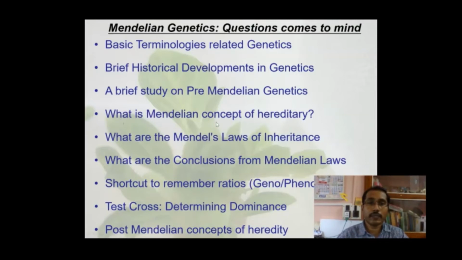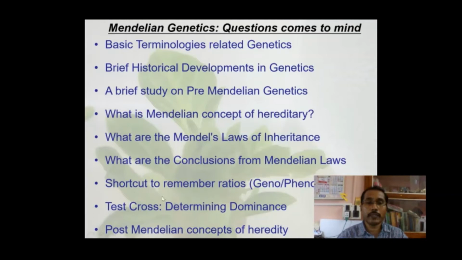So next one is what is Mendelian concepts of heredity. All you know about this, what are the different characters there, what are Mendel's laws of inheritance, what are the different laws, whether there are 3 laws or 2 laws. There is a lot of confusion about that also. Next one is what are conclusions from Mendelian laws. What are the conclusions arrived from Mendelian laws? There are 3 conclusions arrived. Most of us will not know about that thing.